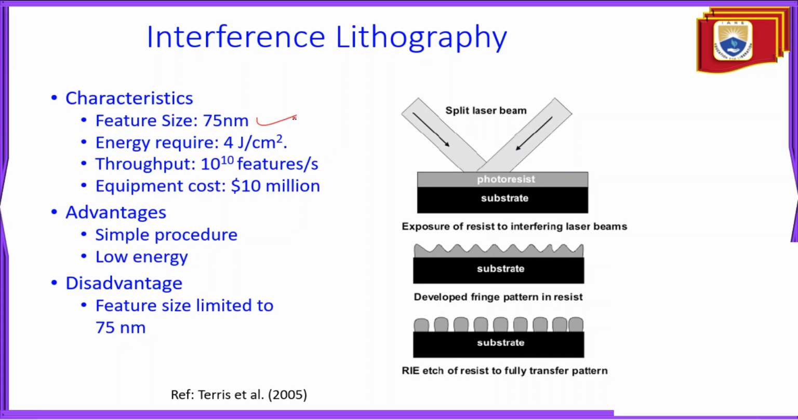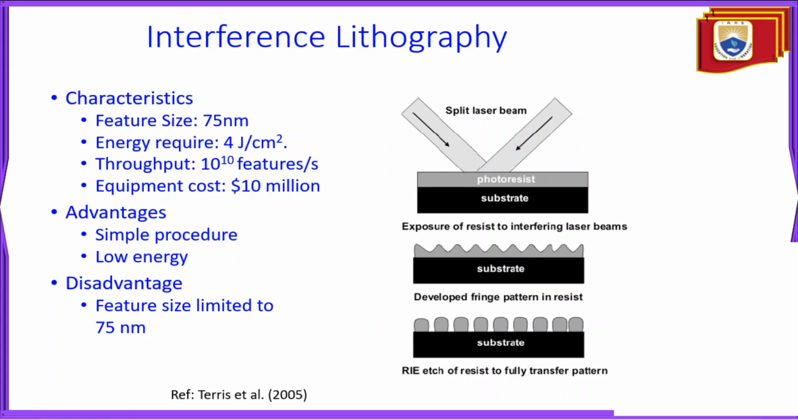Energy required is 4 joules per centimeter square, throughput is around 10^10 features per second, and equipment cost is around $10 million. The advantages of this lithography are a simple procedure and low energy. The disadvantage is that feature size is limited to 75 nanometers. That is the disadvantage, and this is the advantage.